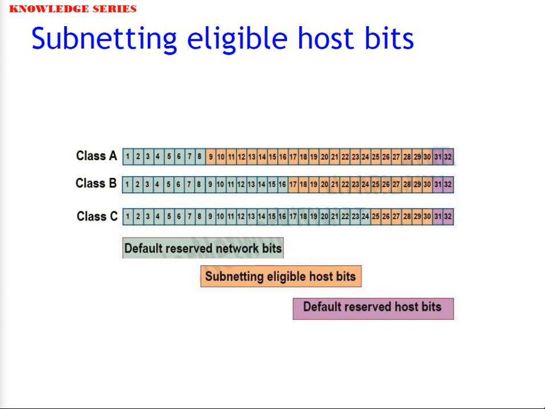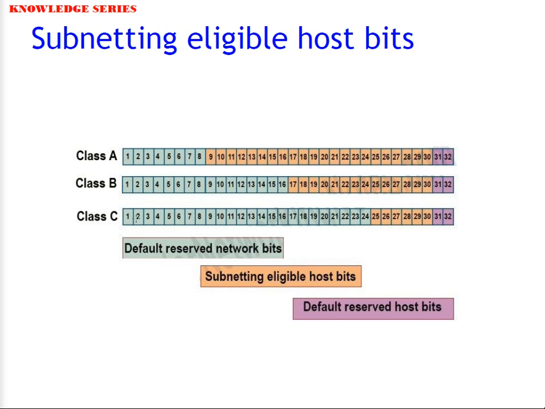Now you may ask, sir, why is it repeatedly saying reserved for the host bit? This is because one is the broadcast address, and another is with respect to the network number. For that particular purpose these 2 bits are assigned. That's why it is kept in this particular order, default reserved host bits.